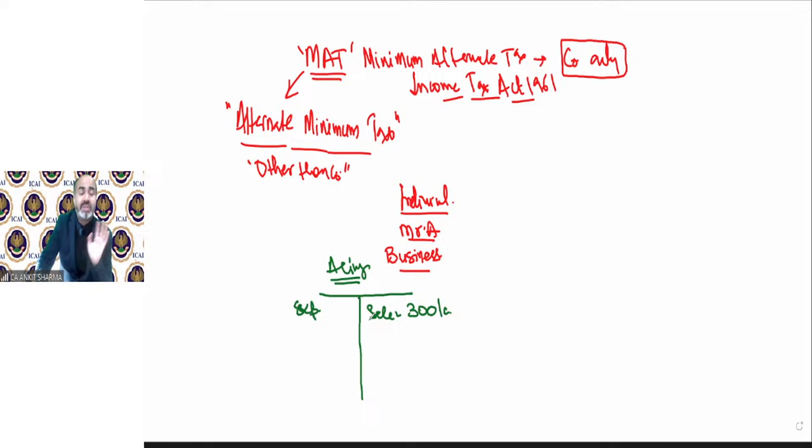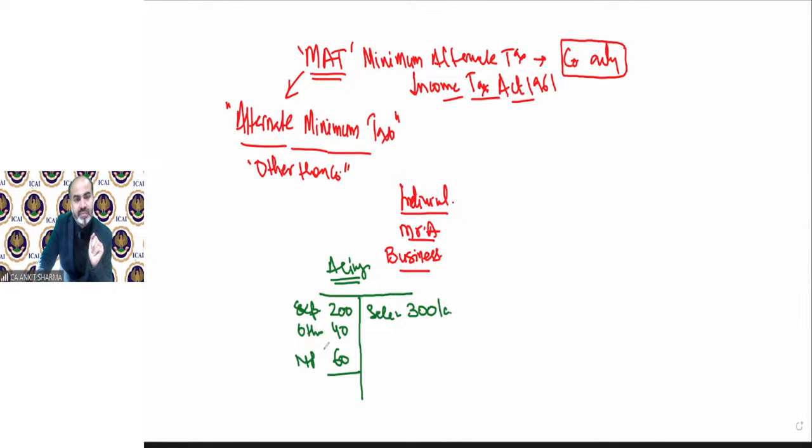Expenses related to the business, suppose, are 200 lakh. Other expenses are 40 lakh. So his net profit is 60 lakh from this business as per accounting provision.